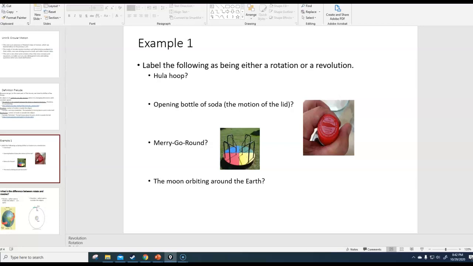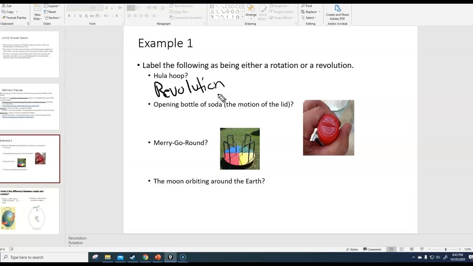And so that would actually be an example of a revolution. Okay, because if you think about the actual physical hula hoop itself, it's wrapped around your body. Your body is basically the center of the circle, but that's not inside the hoop itself physically. So that is an example of a revolution.